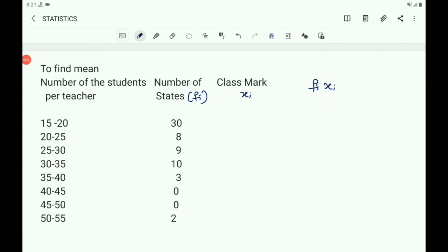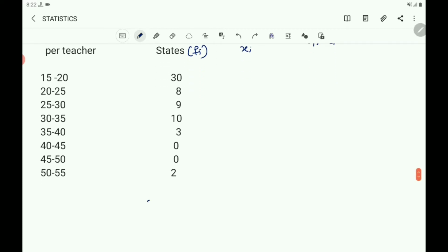Now let us find the mean. Here, this is the class interval, which gives the number of students per teacher, and this is the frequency, that is the number of states, fi. Now let us find the class mark. You know, the class mark is the average of the lower limit and upper limit. So you do upper limit plus lower limit by 2, that is 20 plus 15 by 2, 35 by 2, you will get 17.5.